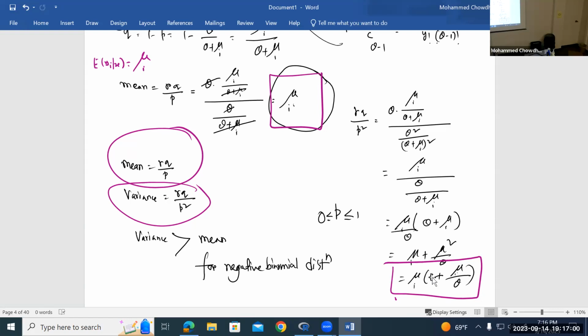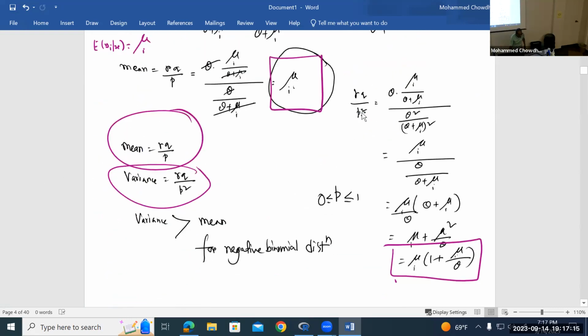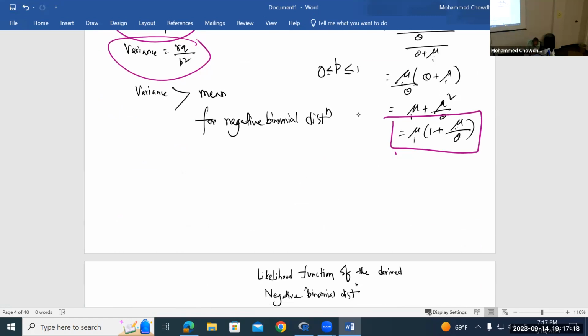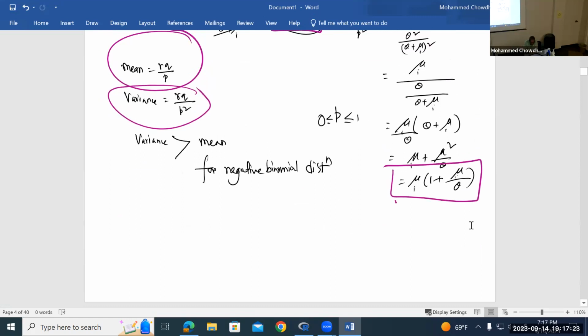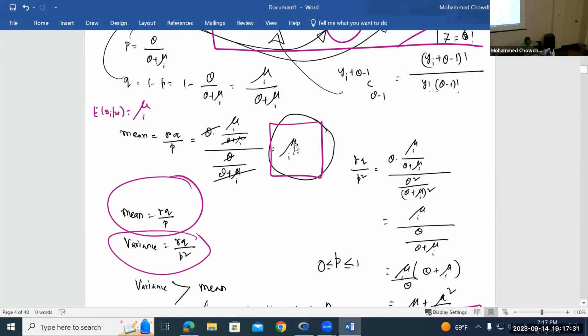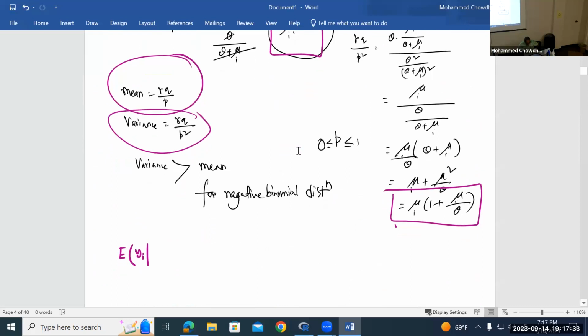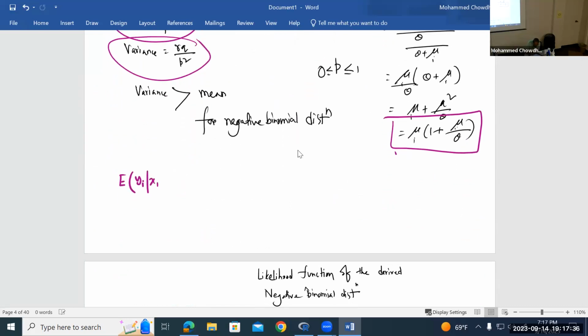So, when you get the expressions for mean and variance, this is the original formula, right? And that is the derived one, right? Now, if you want to find these things, you say, no professor, I don't believe you. I want you to beautifully derive these things. Yi given Xi.